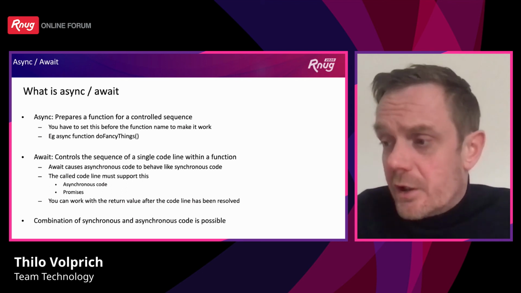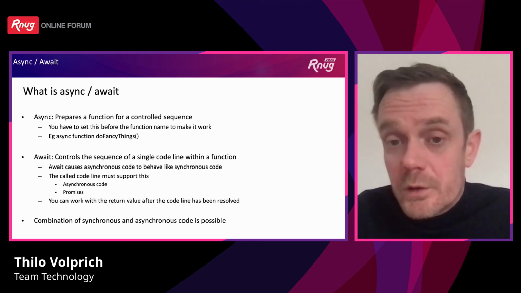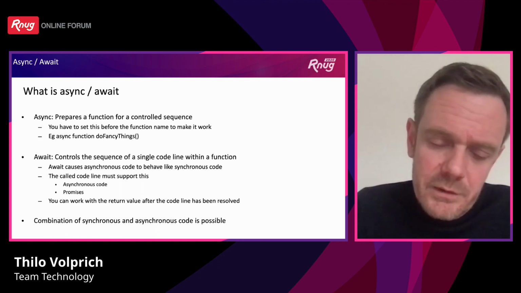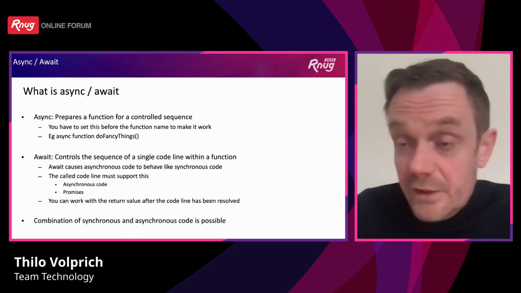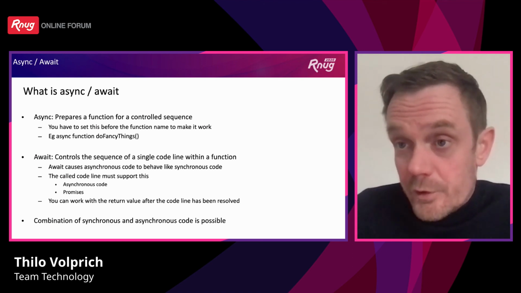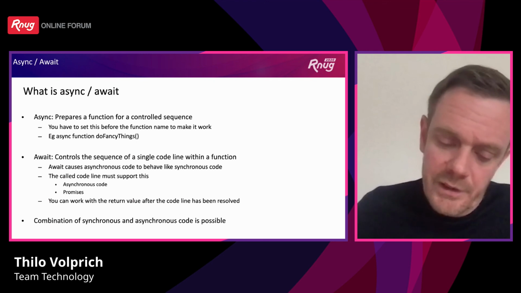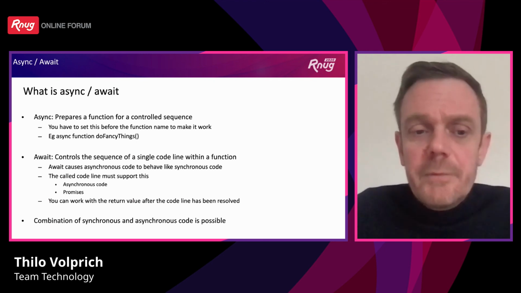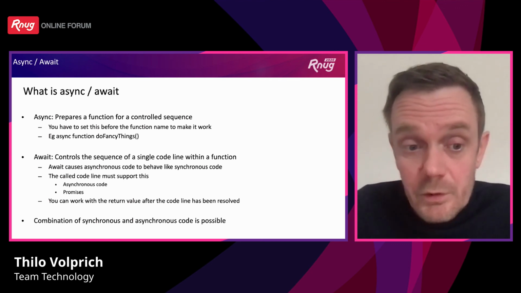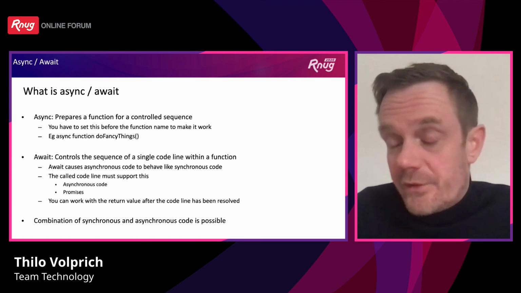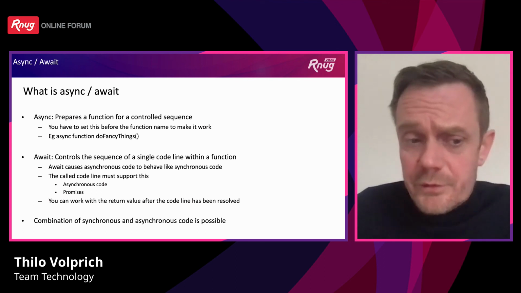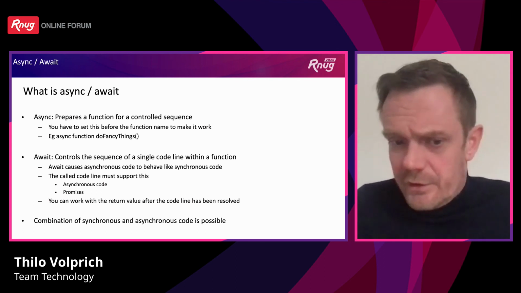What this means is, even if we have to wait for the code, we do wait, and the next line of code runs after this code has finished, even if it's asynchronous. The called code must support this, for sure. So the functionality you want to await should be asynchronous code or a promise. You can work with the return value after, the same as we have done before. And the combination of synchronous and asynchronous code is possible, it's easy.